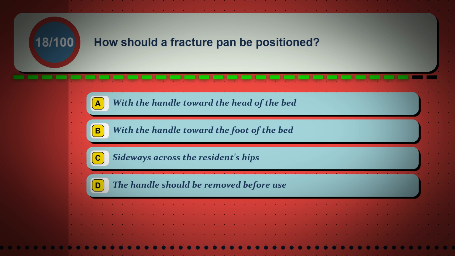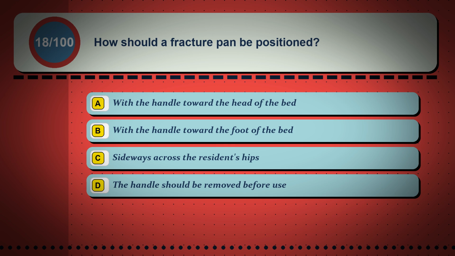Question 18. How should a fracture pan be positioned? Option A, with the handle toward the head of the bed. Option B, with the handle toward the foot of the bed. Option C, sideways across the resident's hips. Option D, the handle should be removed before use.